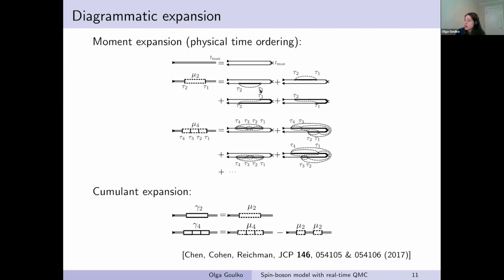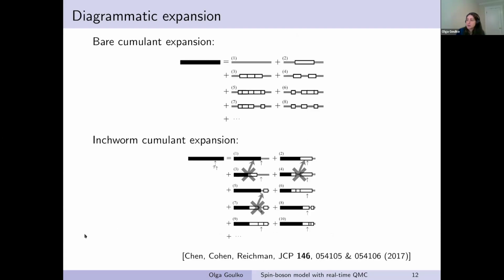So for this, we do a partial summation over all possible Keldysh contour branch indices that have the same physical time ordering. So we sort of combine all diagrams with the same physical insertions at the same physical times into one moment diagram. And this means that we only keep even moments. And then we can go a step further and resum these moments again into cumulants, for example, as is shown here. Again, we only have even terms in this expansion.